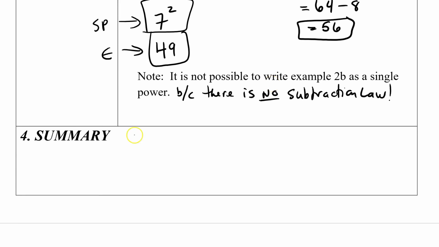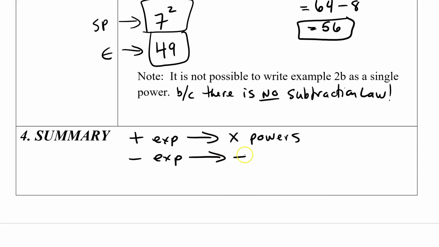So, in summary, we add exponents when we multiply powers. We subtract exponents when we divide powers. But this can only happen if bases are the same.